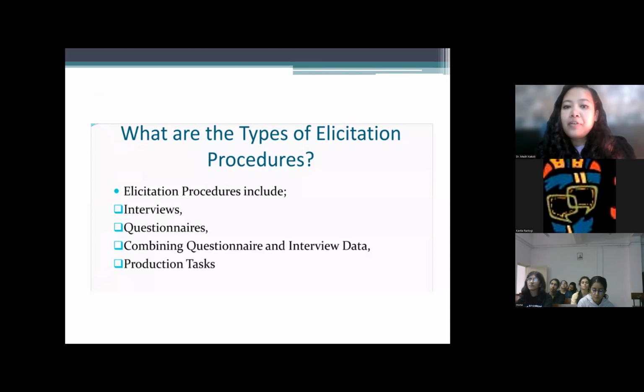Now, there are different kinds of elicitation processes. We have interviews, questionnaires, combining questionnaires and interview data, and production tasks. All of these things you will use in the field, but not all of these things will be there when you're using the Swadesh word list.